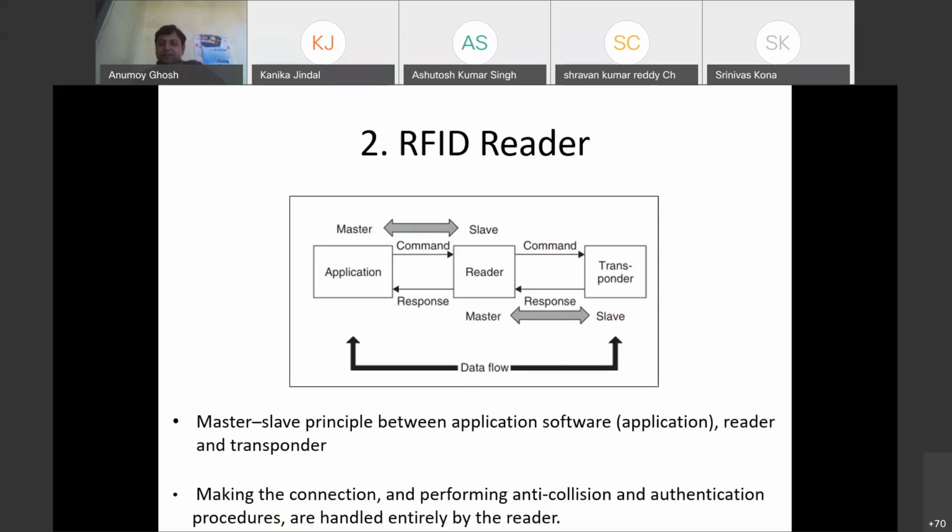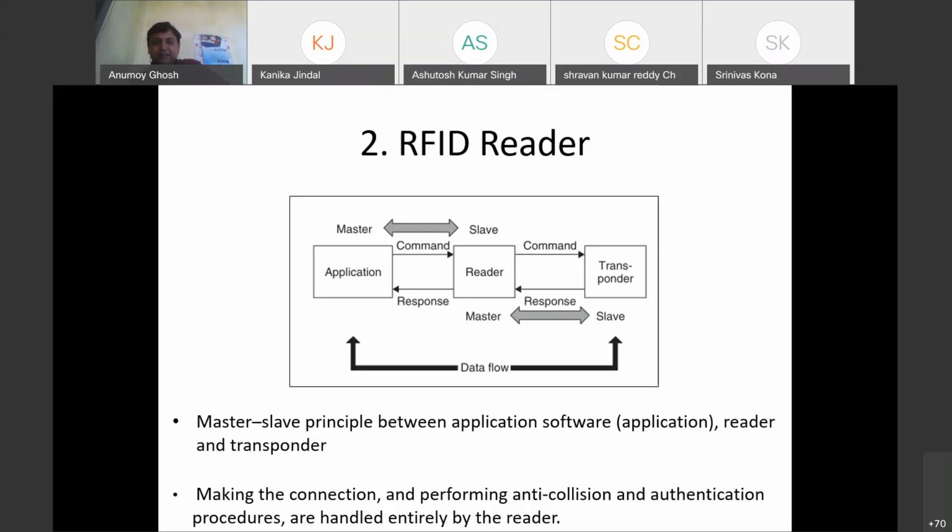Now comes the RFID reader. Here the transponder is defining the tag. First, the reader is always connected to a master computer, either in a wired fashion or in a wireless fashion. The master computer already has a program running on it. That program sends some command to the reader. According to that command, the reader gives out a signal to the tag, and as per that signal, the tag gives some response.